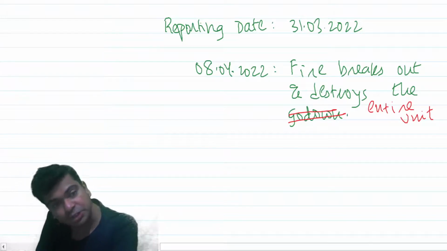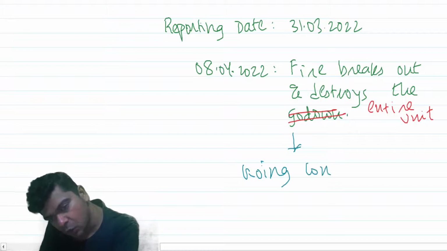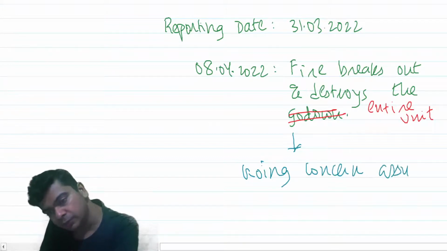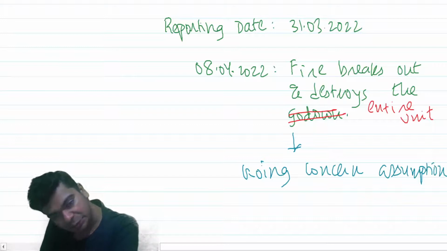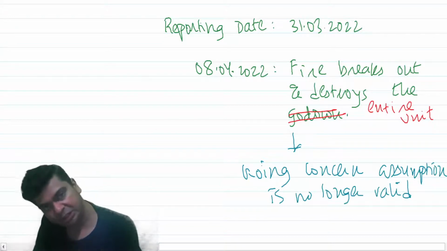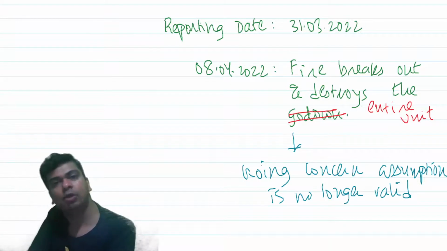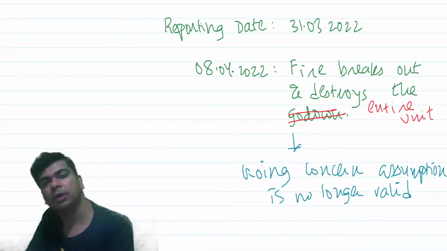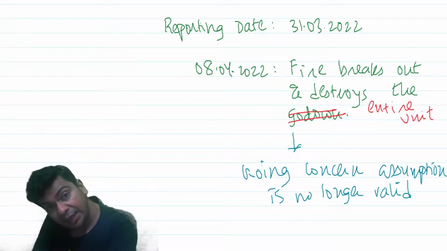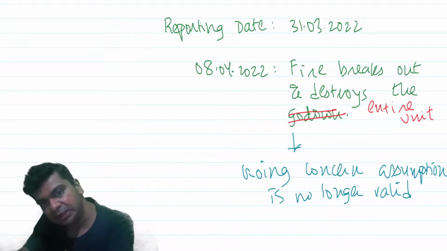You may have insurance and all fine, but it's a major fire which has destroyed your entire factory. And it has destroyed in such a way that the going concern assumption is no longer valid. The company comes to the conclusion that the destruction is so major that perhaps continuing the business itself is not possible. We were taking the earlier example, and we are just changing the facts and circumstances over here.